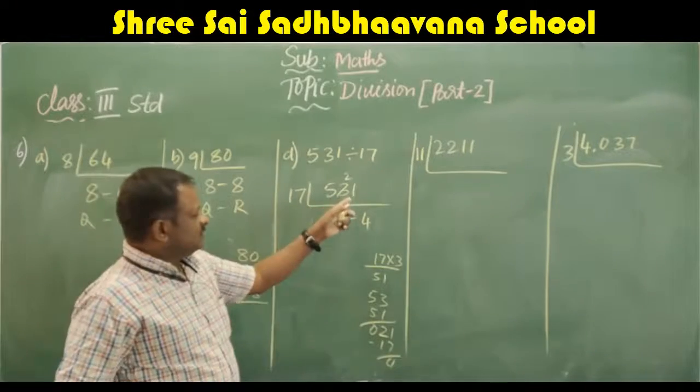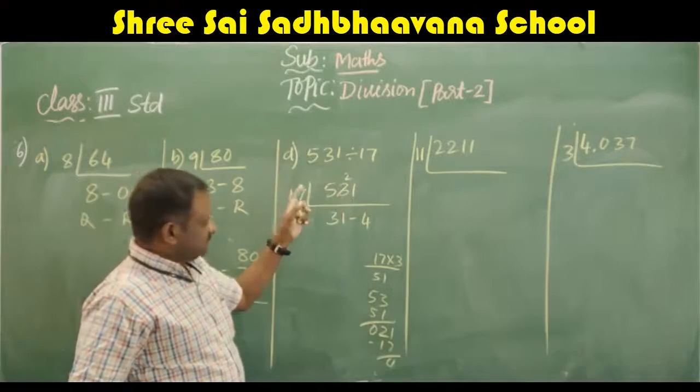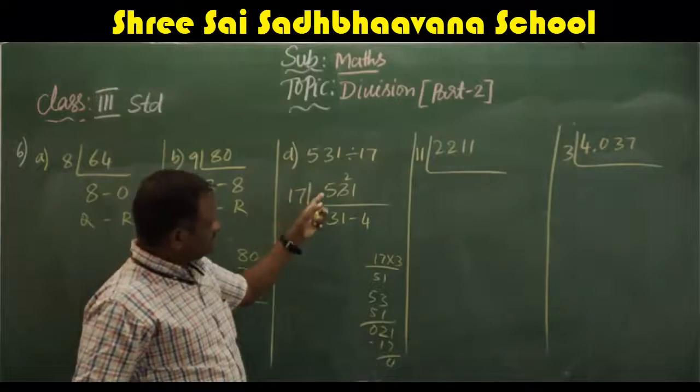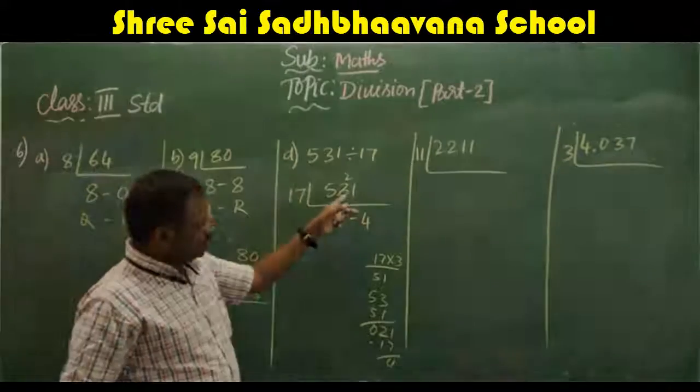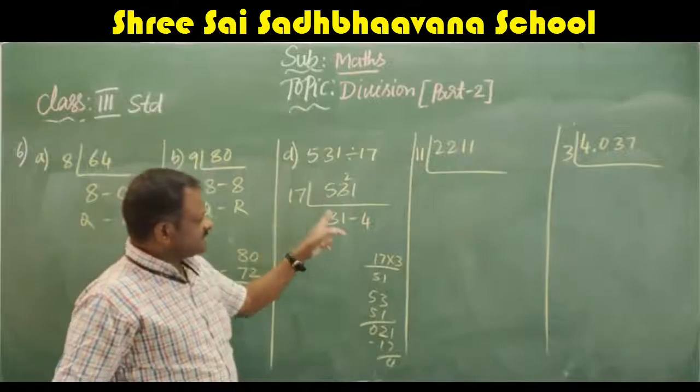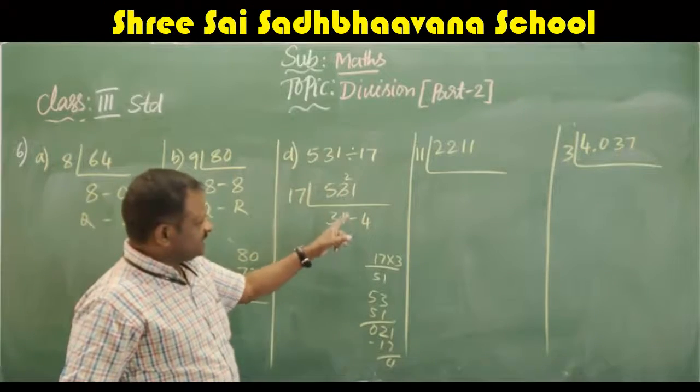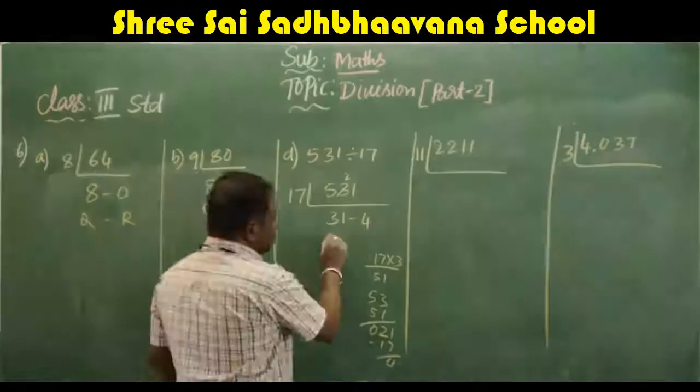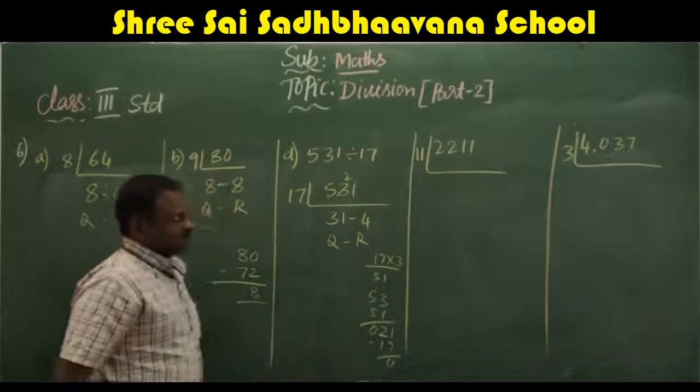17 31s are 527. See, 17 3s are 51, you get 2 here. So 21, 17 1s are 17, so 21 minus 17 is 4. This is the quotient, this is the remainder.